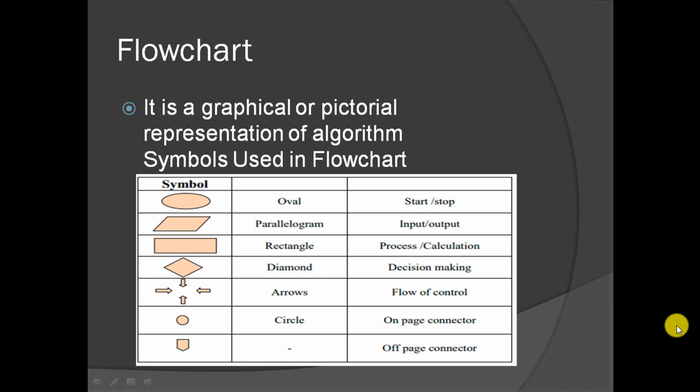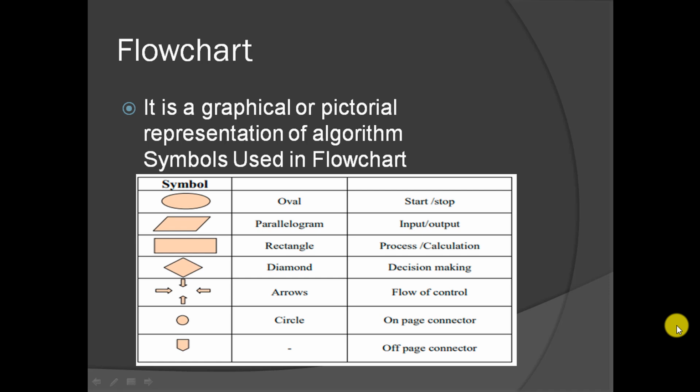And the fourth one is the diamond or rhombus. This is for decision making or conditional code. For conditional coding or decision making, we can use the diamond symbol in the flowchart. And then the arrow symbols. Arrow symbols are typically used for flow control. So after this box, this action can be done. By connecting these two symbols with one arrow mark, we indicate the flow of control between the two actions.